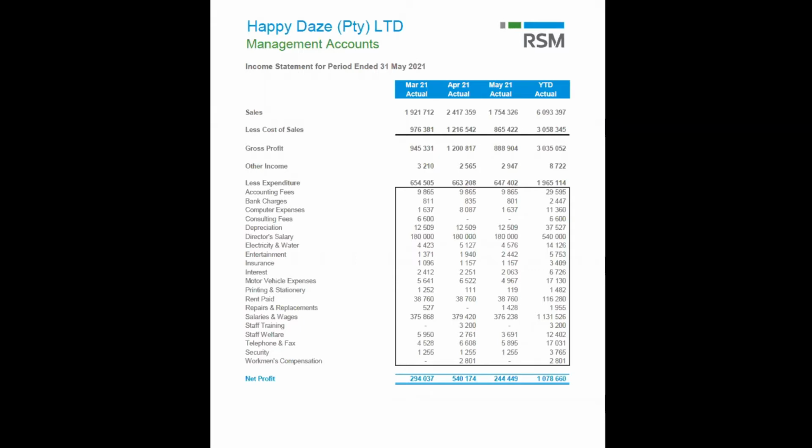provides the results of trading operations for a given period. Reporting is normally on a month-by-month basis with a year-to-date cumulative total. You can see that on the far right-hand side. The income statement can be prepared to compare with the current month's budgeted figure and with the actual figure of the same month for the previous year.